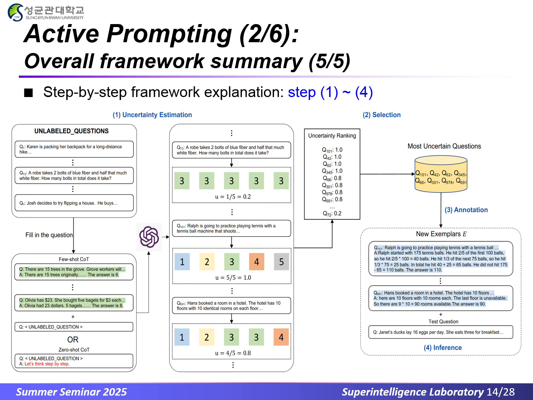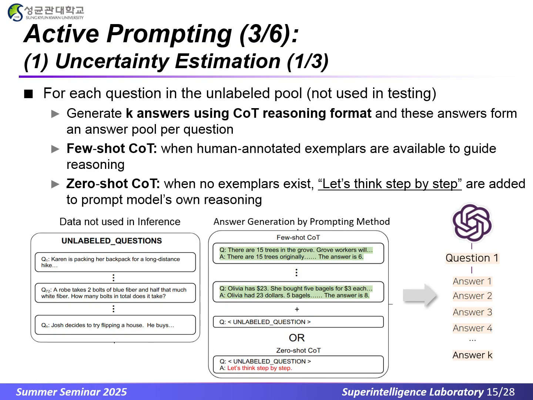Now, we will describe the framework step-by-step, starting from the uncertainty estimation by using few-shot COT and zero-shot COT. Here's how Step 1, Uncertainty Estimation works in overview. This is a step where we generate k numbers of COT answers for each unlabeled question. We generate answers using the COT reasoning format in two ways.